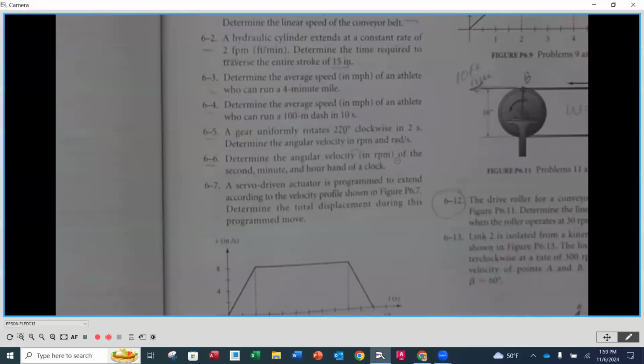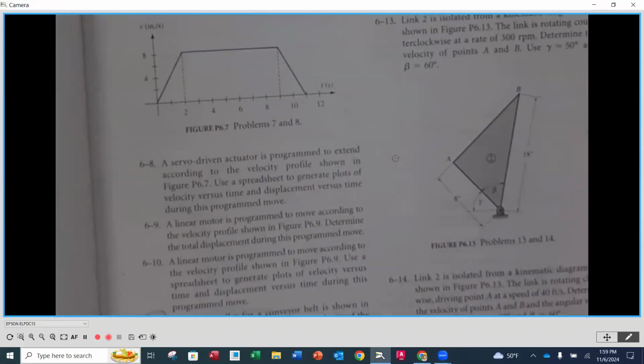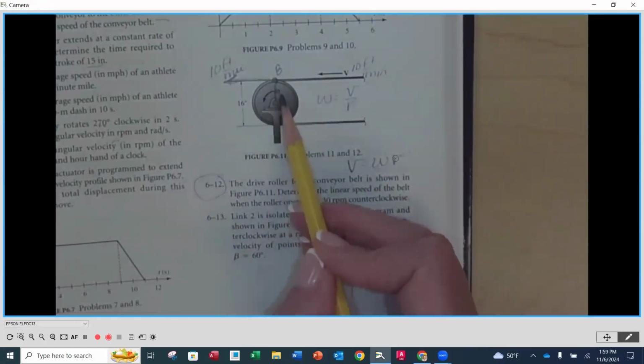Now, the 2 that you will need a diagram for are going to be number 11. Number 11, the problem statement is down at the bottom here, but the illustration is right here, okay? So it says, a drive roller on this conveyor is shown. Determine the angular velocity, W, okay? If that roller operates at 10 feet per minute. So if the belt is going 10 feet per minute to the left, we want to know what the rotational speed going around here is, okay?